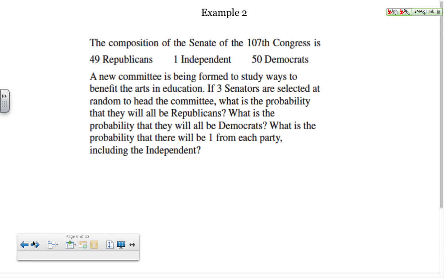Okay? All right. Example number 2. This one actually has more than one question in it as well. It says, the composition of a Senate of the 107th District Congress. Okay, so this is Congress in the United States, and this is political stuff in the United States, so I know that you probably are not totally familiar with it. But basically we have 2 parties.